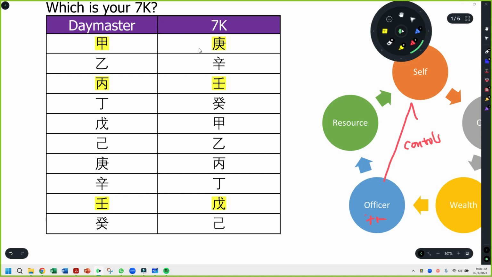So more often than not, we find that for the Yang Day Masters, the seven killing can be welcome. That is not so for the Yin Day Masters. Because for the Yin Day Masters, like for example, the Yi Wood, to which of course the Xin Metal, the image you can have is a pair of scissors cutting the flower or cutting the root of the plant. And therefore that represents tremendous pain to the Wood Day Master.